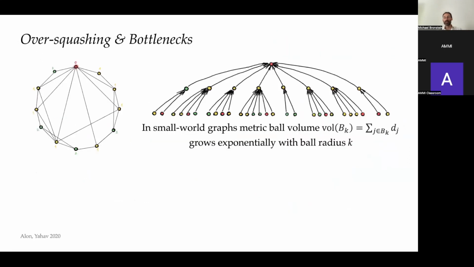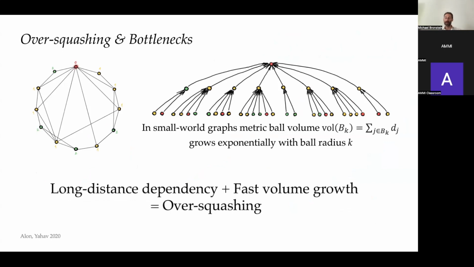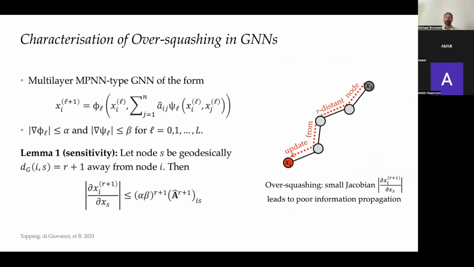Now, if you ask what it has to do with graphs: somebody asked about why and how graphs can be unfriendly for message passing. Here's an illustration. We have a small world network, and the volume in this graph grows exponentially, right? The volume, in this case, you can think of as the sum of the degrees, roughly speaking the number of neighbors that I have. If I go to the neighbors of the neighbors of the neighbors, then their number will grow exponentially. And if I have a task where I need to bring information from distant neighbors, then I have a problem with information flow. Mathematically, we can describe it as a kind of sensitivity.